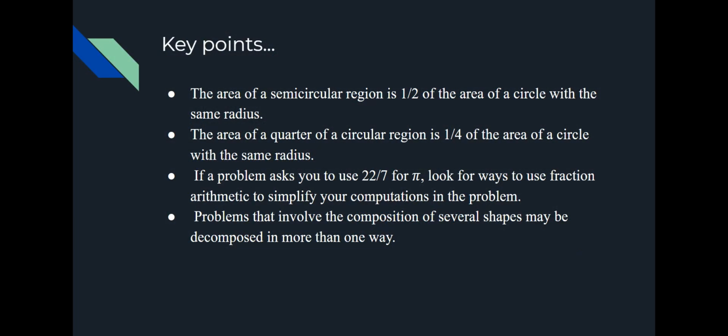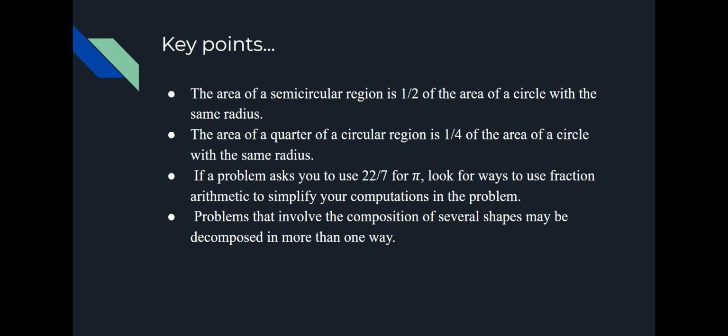Now, we have reached the end of lesson 18. Now, here's some key points. The area of a semicircular region is half of the area of a circle with the same radius. Also, the area of a quarter of a circular region is 1/4 of the area of a circle with the same radius.